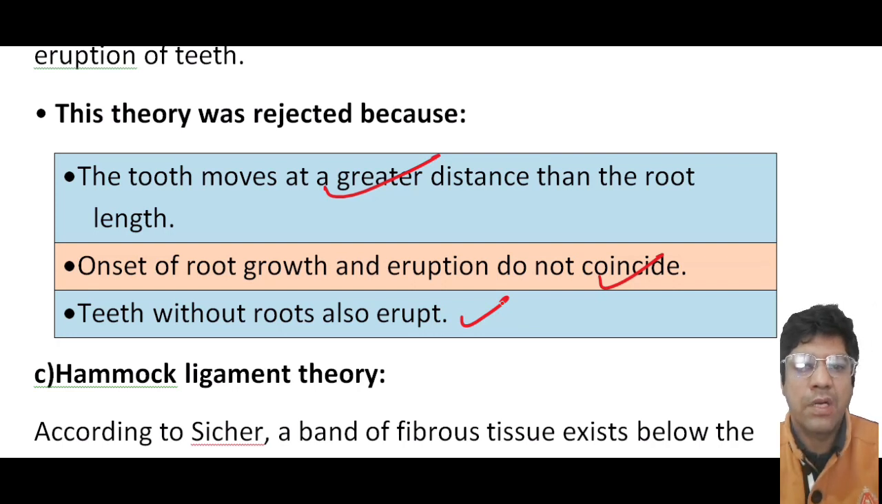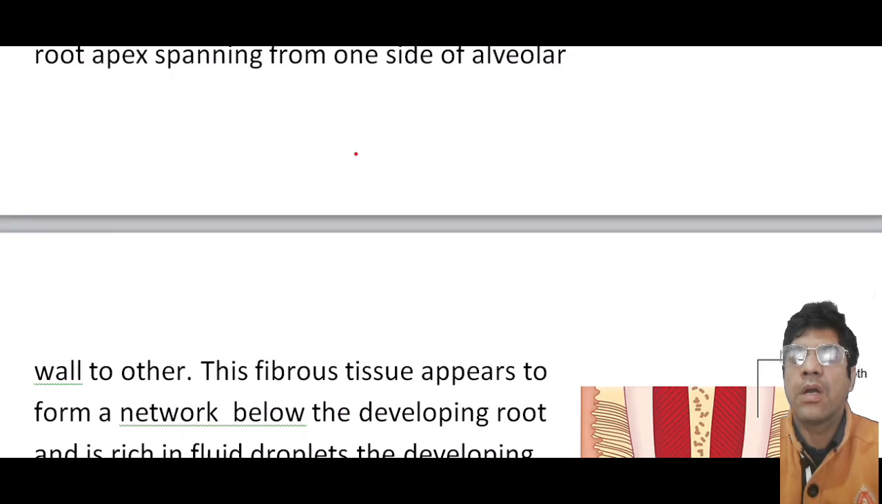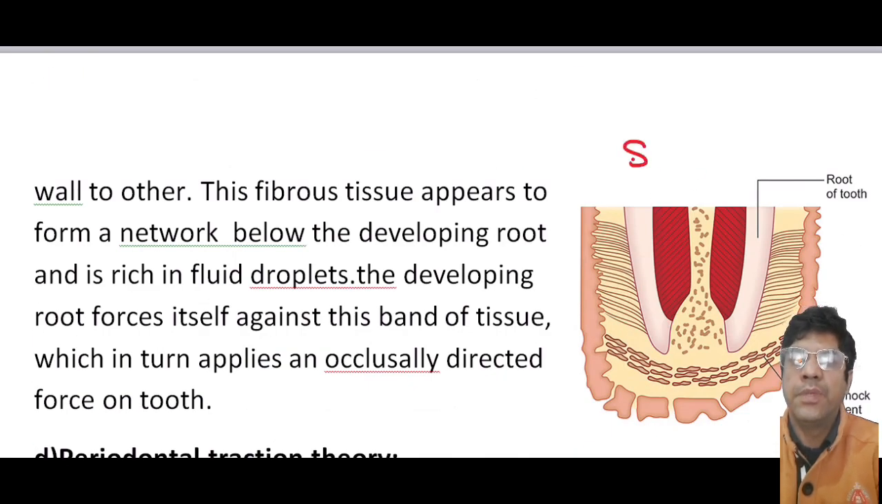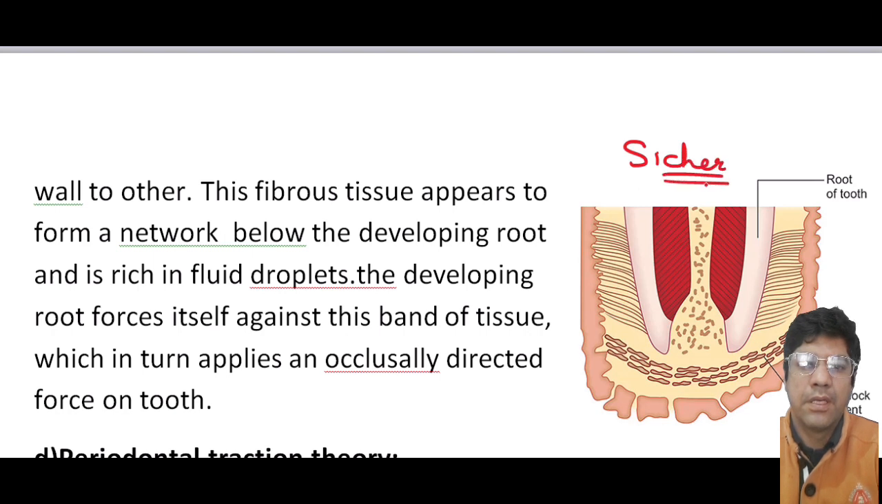The other was the Hammock ligament theory. The Hammock ligament theory was given by whom? Scheiner. So according to Scheiner, he suggested the existence of a fibrous tissue band. This fibrous tissue band is located just beneath the root apex of the developing teeth. This fibrous band was described as spanning from one side of the alveolar bone wall to the other, and it forms a network below the developing root.